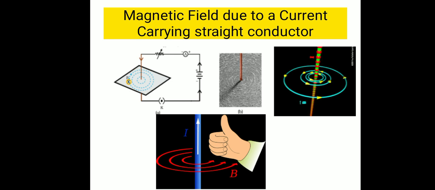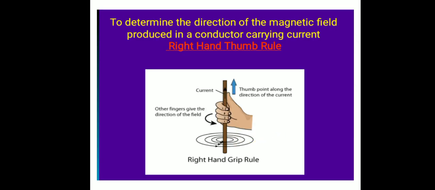Now, how to find the direction of the magnetic field is also an important point. Let us see how to find the direction of the magnetic field produced by a conductor carrying a current. There is one rule to find the direction of the magnetic field, called the right hand thumb rule. This rule is used to find the direction of the magnetic field.